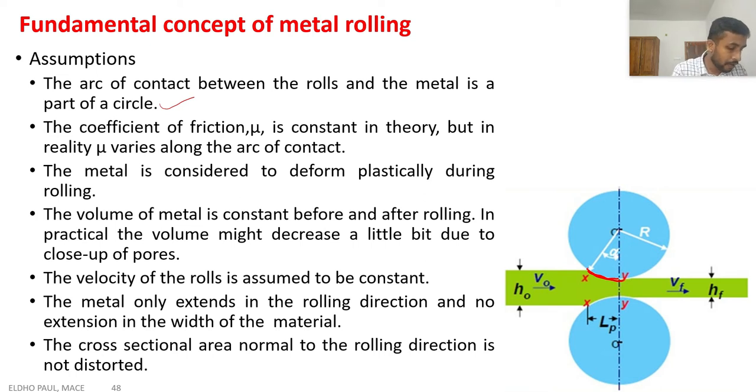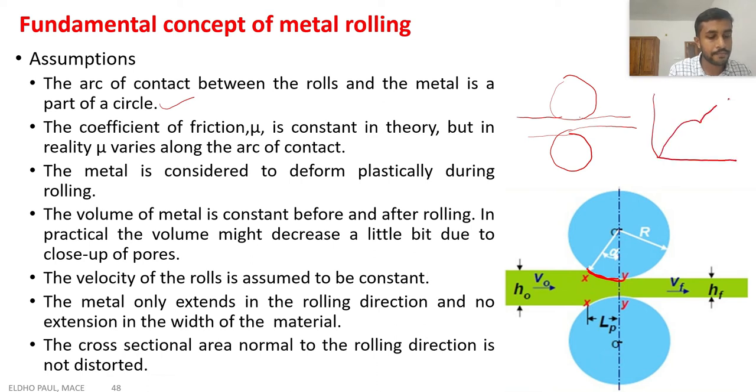Next, the metal is considered to deform plastically during the rolling process. Actually, when we roll a material and it passes through the gap of the rollers, there are two types of deformation. When we draw a stress-strain diagram, for example, for this much stress applied, correspondingly the total strain is this much. Out of the total strain, some amount will be elastic strain, and the remaining amount is the plastic strain, epsilon 2.